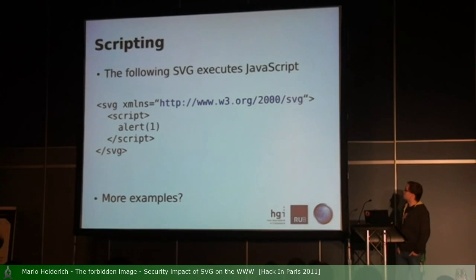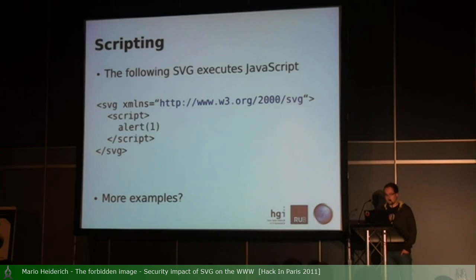Let's talk about SVGs and scripting. The following very simple SVG example will execute JavaScript. And well, that's all. You don't have to do anything more. It's very simple. You just take the standard SVG tag, apply it with a namespace, take a script tag, put an alert(1) in there, and then you have an alert(1) as soon as you open the SVG in your browser. This is a very simple example.